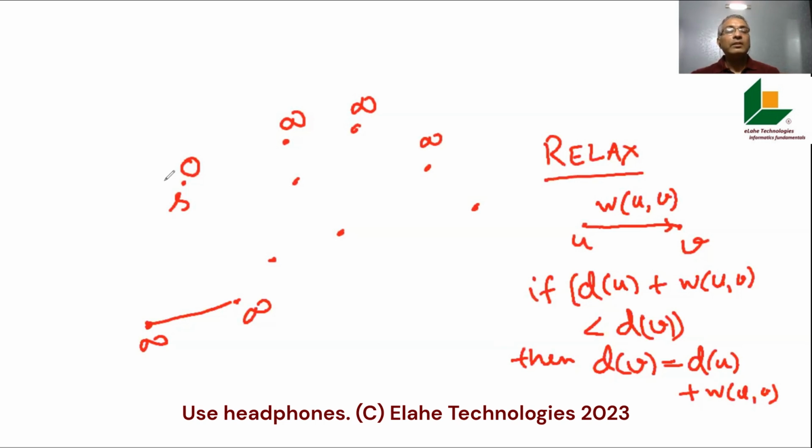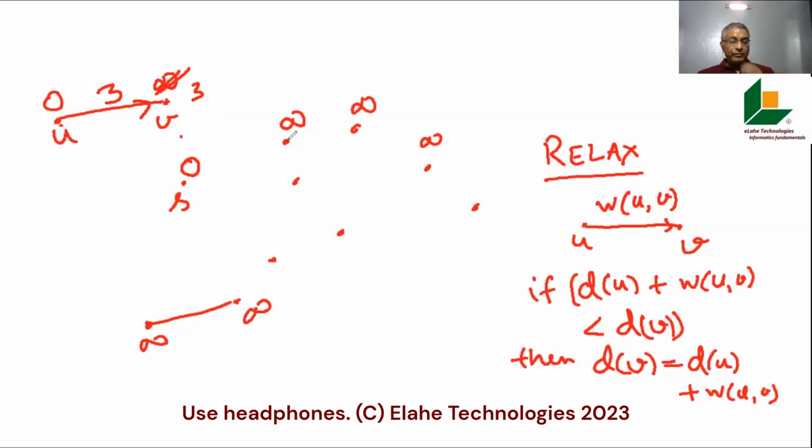If, however, I apply the relax operation on an edge from u to v with a d value of 0 at u and infinity at v, then of course the d value at v changes from infinity to the value w(u,v). So for example, if w(u,v) is 3, d(u) is 0 and d(v) is infinity, then d(v) will be revised to 0 plus 3, which is 3. So d(v) will become 3 after this iteration.